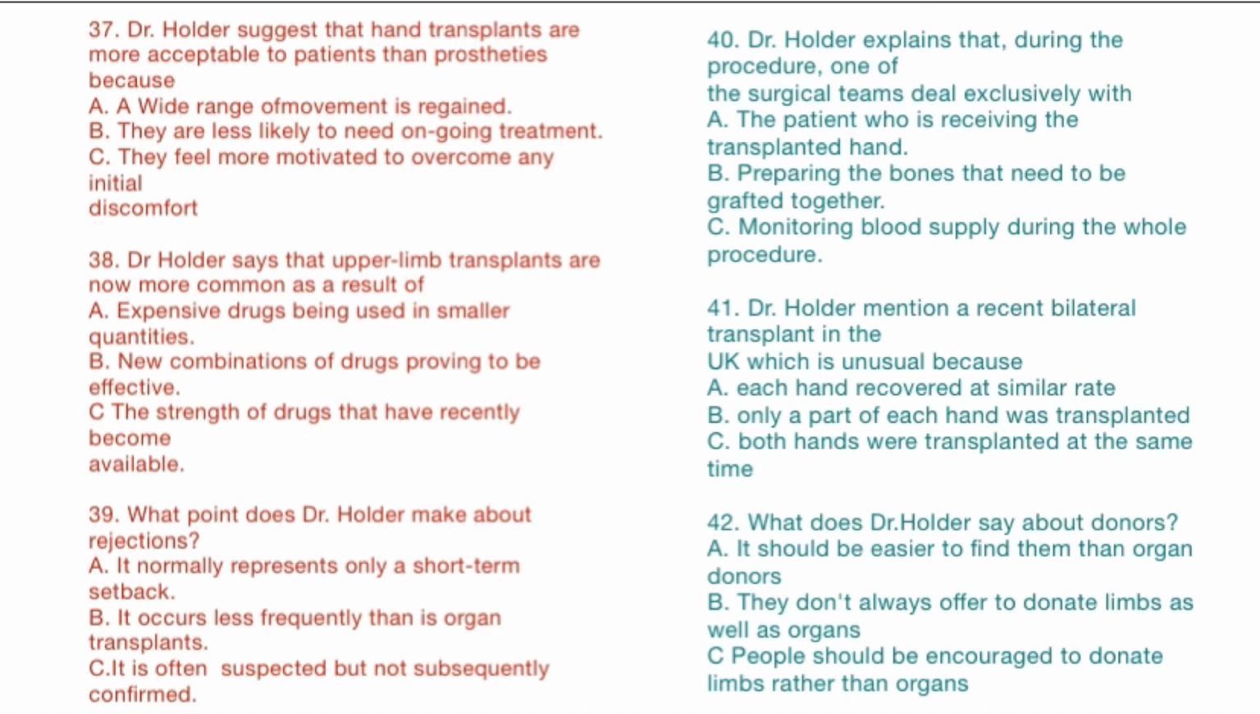A recent case attracted a lot of interest in the UK. It was a bilateral transplant for a man who'd lost both hands in an accident at work. Now, bilateral transplants aren't so uncommon, but what made the case particularly noteworthy was the fact that he still had both his thumbs, but not the rest of his hands.